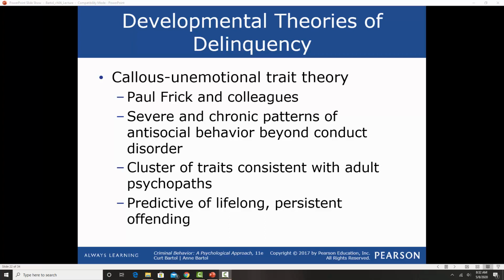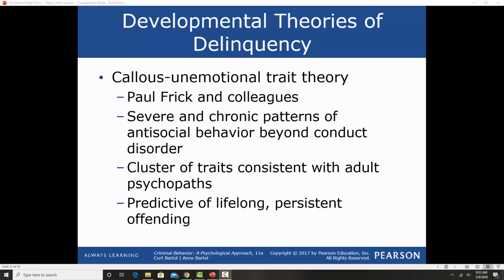This theory does suggest that there is a group of personality traits called callous unemotional traits. Children diagnosed with conduct disorder who also demonstrate severe and chronic patterns of antisocial behavior, beyond what is normally seen with conduct disorder, like lack of empathy, sympathy, guilt, remorse, shame, all of those things that we talked about. These are big red flags. This cluster of behavior is associated not only with conduct disorder, but going on into adulthood and being diagnosed with antisocial personality disorder and having that psychopathic behavioral pattern.